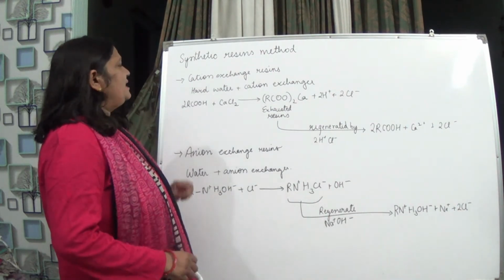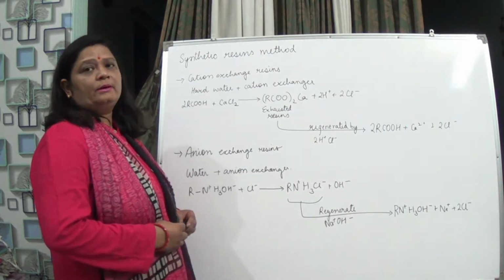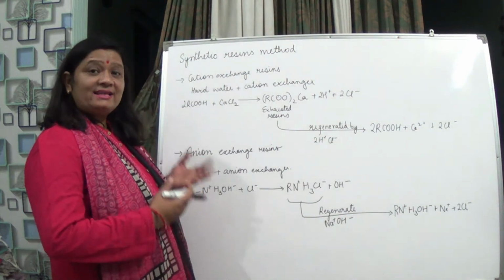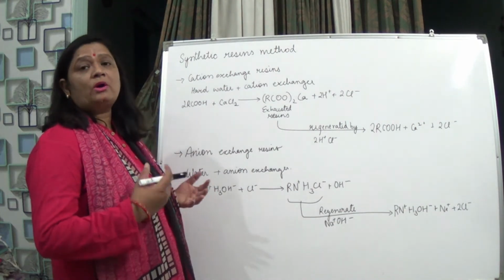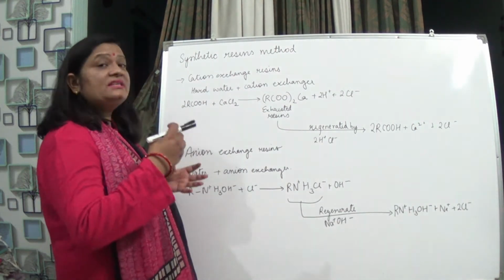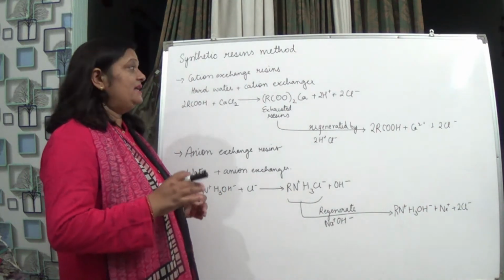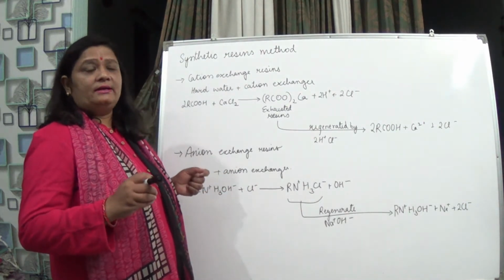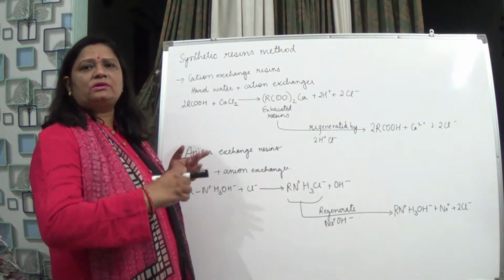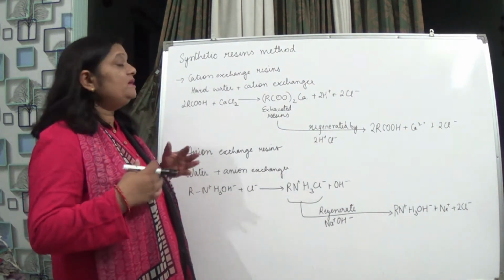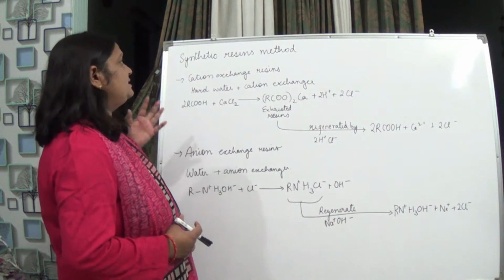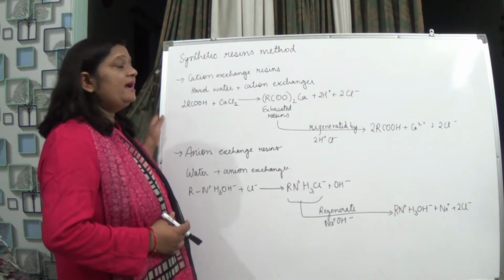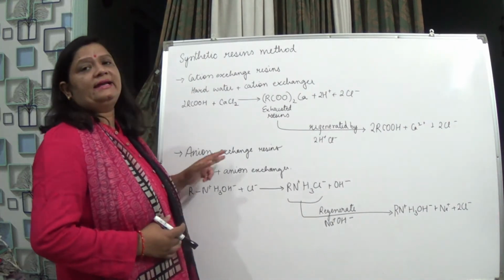So I told you about the synthetic resin method. Here, if other elements are present rather than the chlorides or sulfates of calcium and magnesium, they can also be removed, and as a result we get total pure water like distilled water. So we can say this water is totally demineralized. What is the process behind it? Two types of resins participate in this: the cation exchange resins and the anion exchange resins.